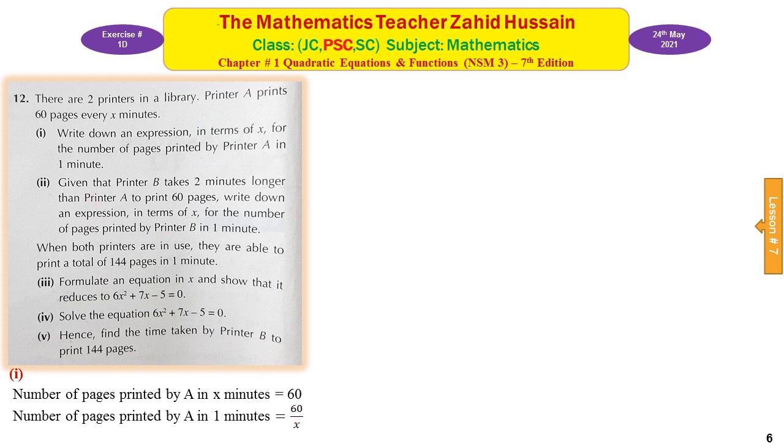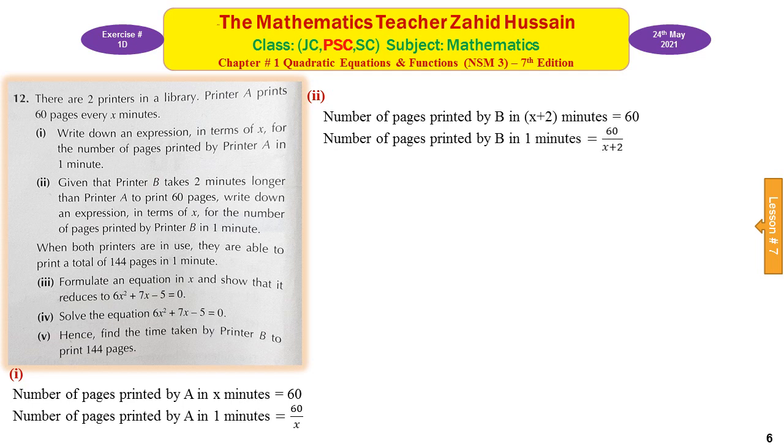In part 2, you are asked that printer B takes 2 minutes longer. If printer A takes x minutes, then printer B will take x plus 2 minutes to print 60 pages. So printer B takes x plus 2 minutes to print 60 pages. So what is the number of pages printed by printer B in 1 minute? It is equal to 60 over x plus 2.